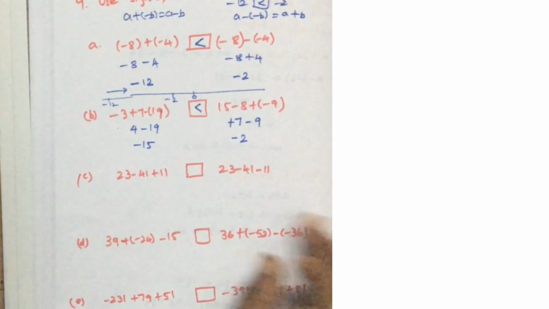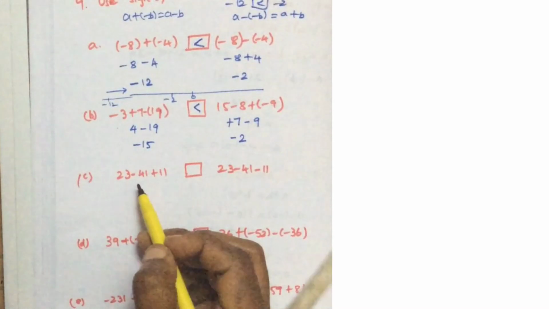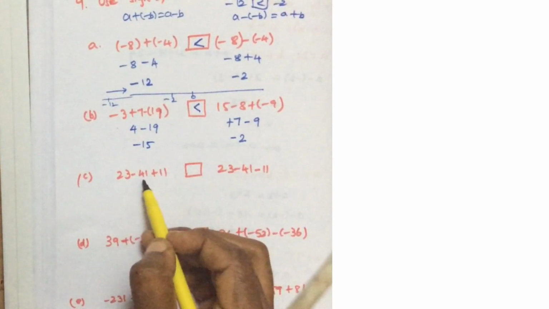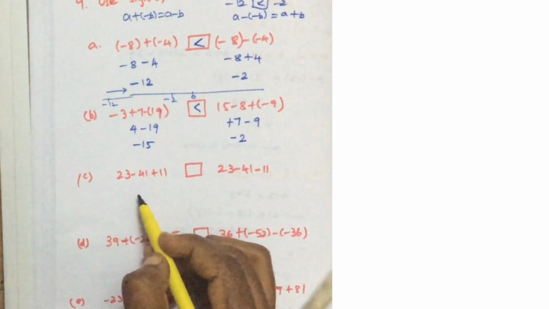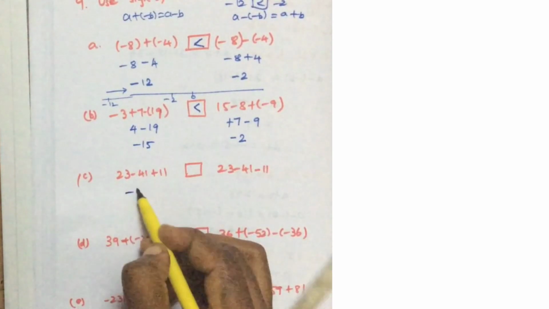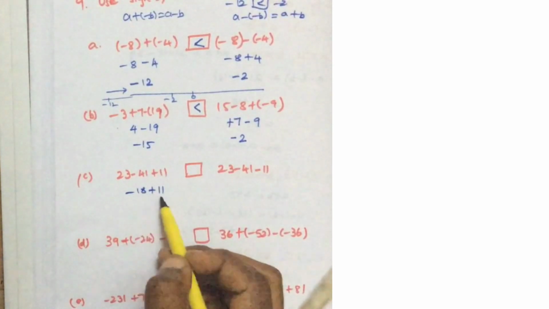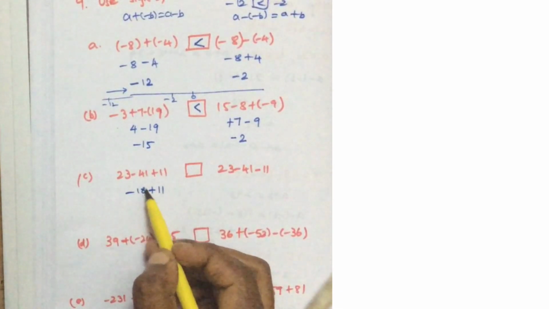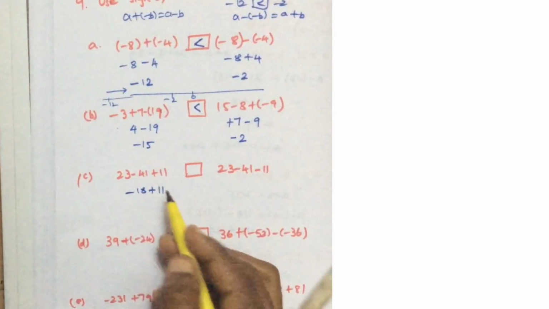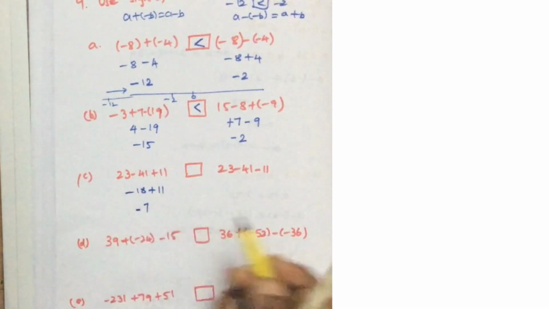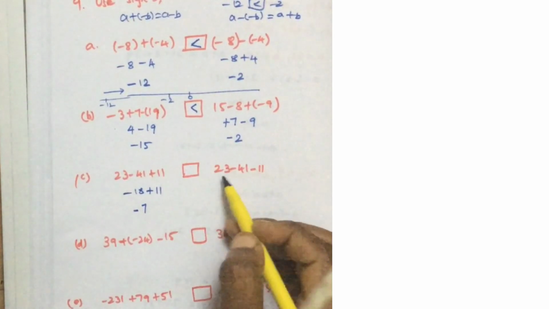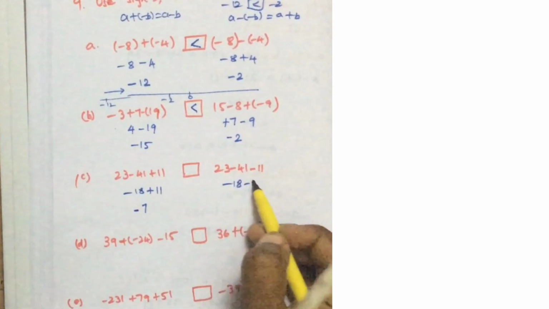The next problem is 23 minus 41. You have to subtract, and 41 is the biggest number. So that becomes minus 18 plus 11. Again you have to subtract, and 18 is the biggest number. So 18 minus 11 is 7, and minus here. And now 23 minus 41 is minus 18, minus 11.